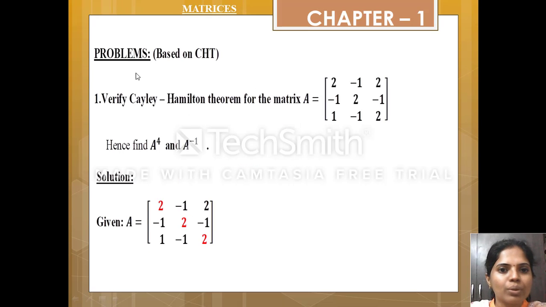Now, problems based on Cayley-Hamilton. In this problem, verify Cayley-Hamilton. First we have to verify whether this matrix satisfies the Cayley-Hamilton theorem or not. That is what we have to check. Then after that, using this Cayley-Hamilton theorem, we calculate A power 4 and A inverse. Okay, so first, the solution: you write the given matrix as capital A.